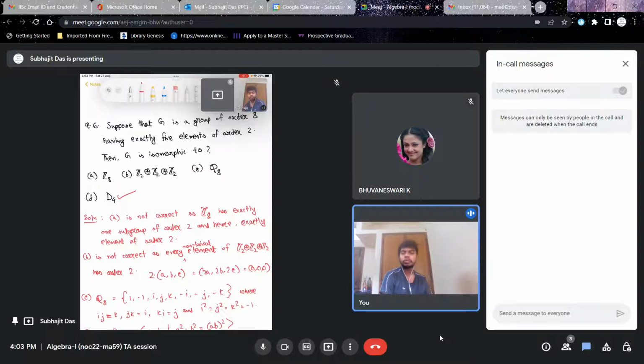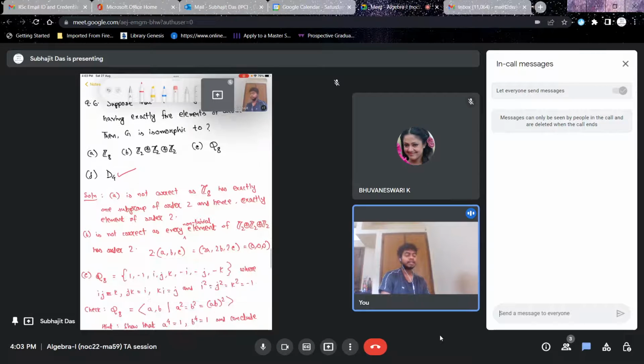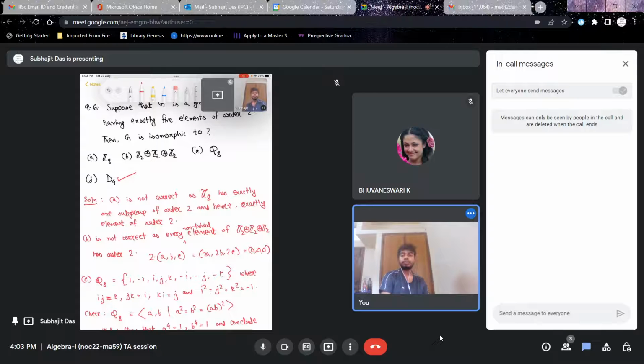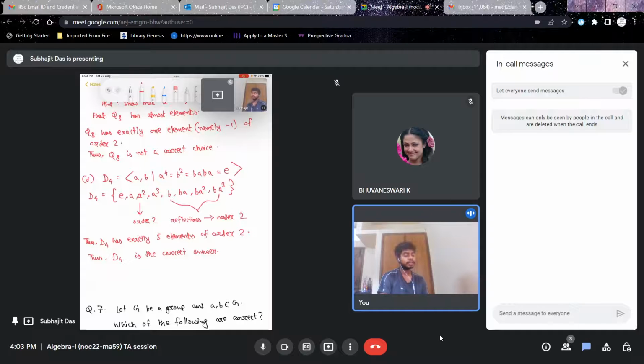Maybe there is no other group, but anyways, the point is you will arrive at an answer for this question. We could just directly classify groups of order 8, and look at each and every particular group and try to see how many elements of order 2 it actually has. Okay. So for this particular problem, the answer is D4. We sort of showed that the other options are incorrect and D4 is correct.